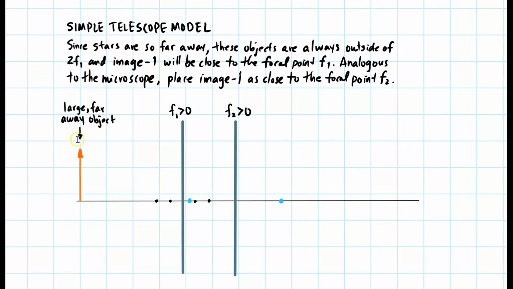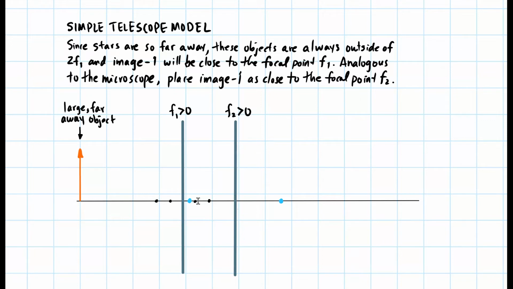Stars are far away, so I imagine that they're big, but when we look at them with telescopes, we know that they're going to produce images very, very close to the focal point. So you can see F1 here has these black F and 2F points, whereas F2 has these baby blue focal points here. So this image that's really far away is going to be very, very close to the focal point. So what we want here is to put the focal length of mirror 2 very, very close to this so that it has maximum magnification.